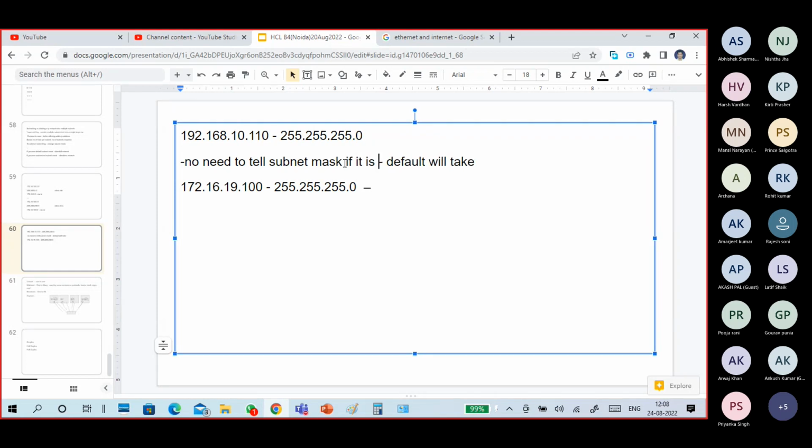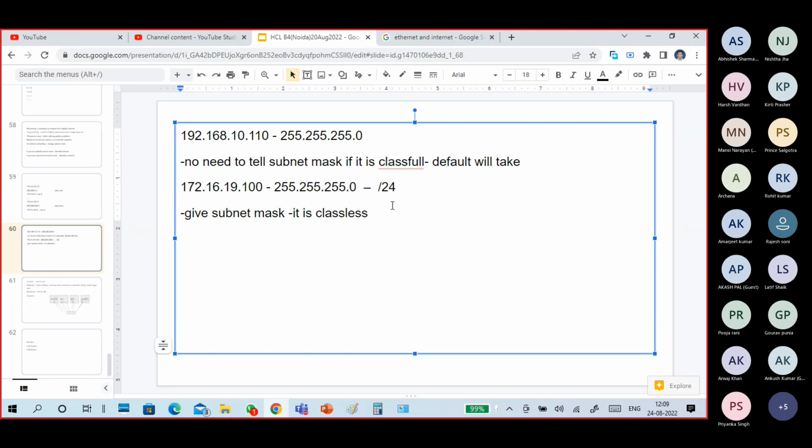If it is classful, the default will be taken. In this case, you must give the subnet mask because it is not classful, it is classless. Okay, so classless we don't know, right? So instead of writing a subnet mask, I will write it like this.